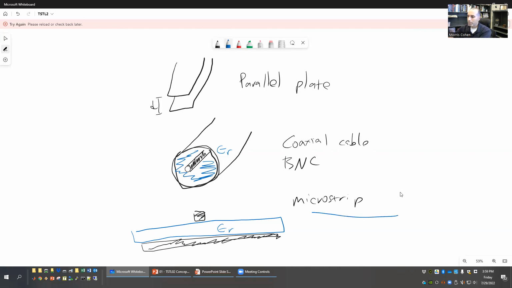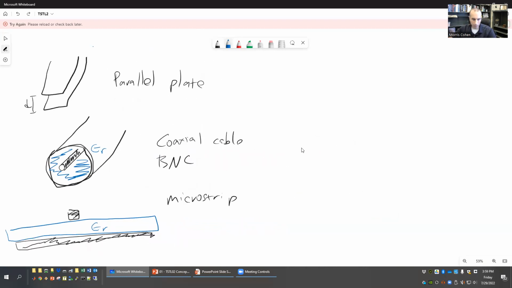There's a variation of microstrip called stripline. Stripline will basically involve what looks like 3 conductors, but is really 2. Now I've got a ground plane up here, a ground plane down there. These are tied together. These are perhaps, for example, both grounded.